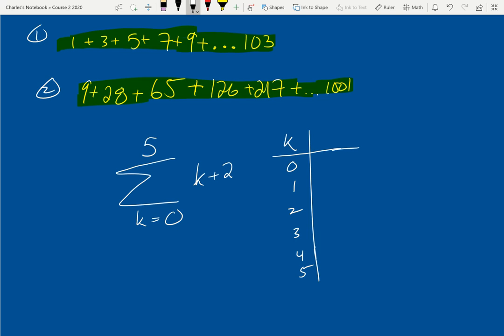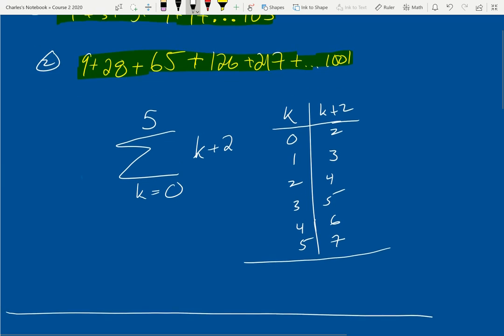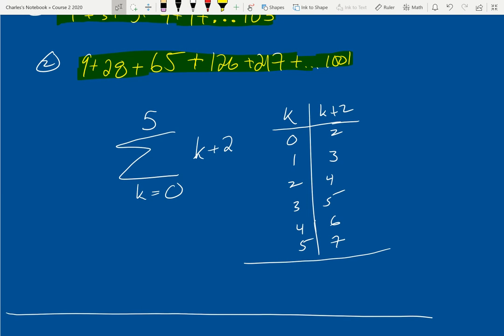It's going to evaluate K plus 2 at each stop along the way. So 0 plus 2 is 2, 1 plus 2 is 3, 2 plus 2 is 4, 3 plus 2 is 5, 4 plus 2 is 6, 5 plus 2 is 7. And then what it does at the end is it sums up all those numbers. So 2 plus 3 is 5, 5 plus 4 is 9, 9 plus 5 is 14, 14 plus 6 is 20, 20 plus 7 is 27. Okay, so this equals 27.